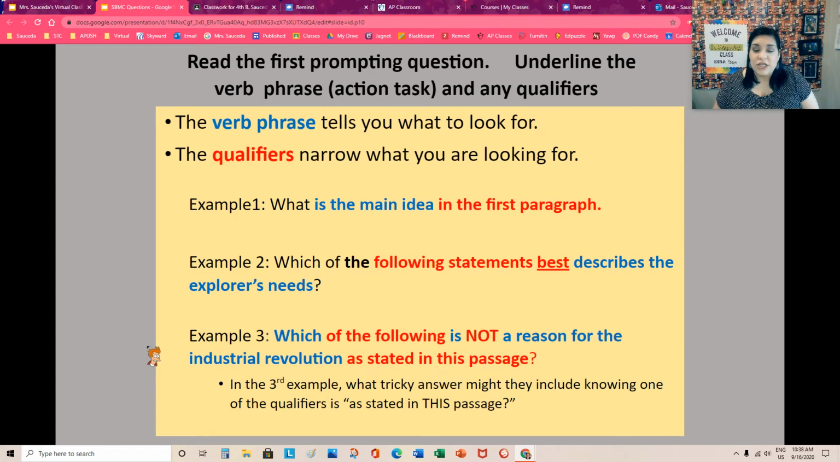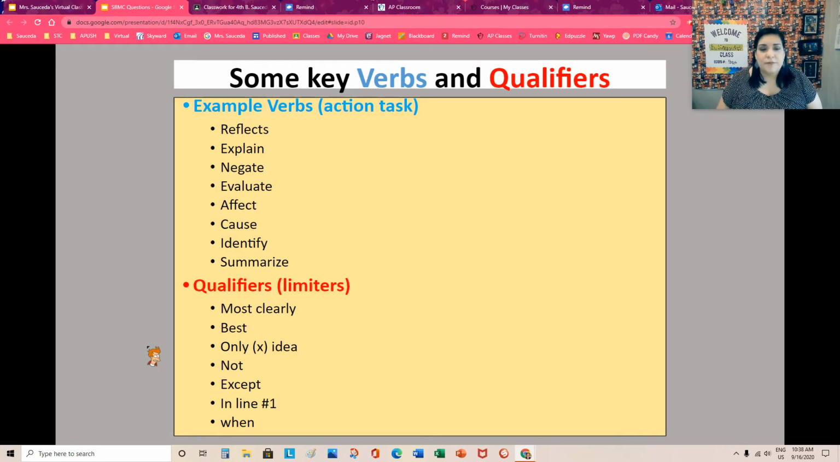Which of the following is not a reason for the industrial revolution? You're looking for reasons of the industrial revolution, and you're going to find one that is not a reason according to the passage, not just background knowledge. Example verbs: reflects, explain, negate, evaluate, affect, cause, identify, summarize.